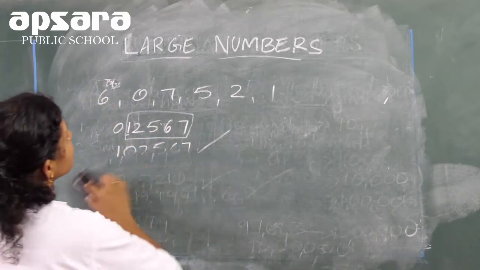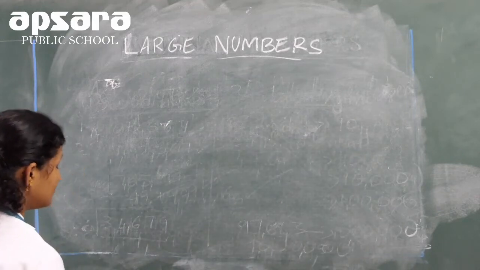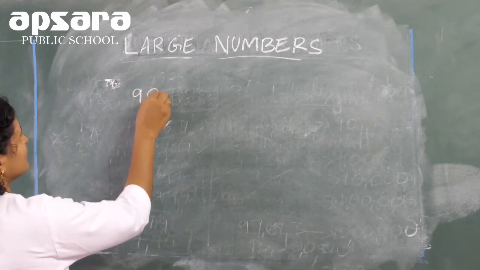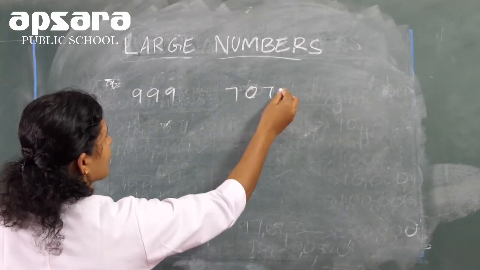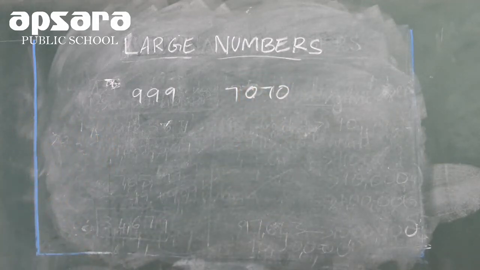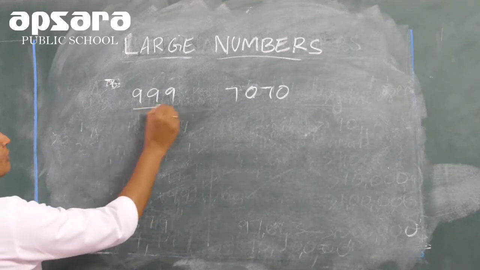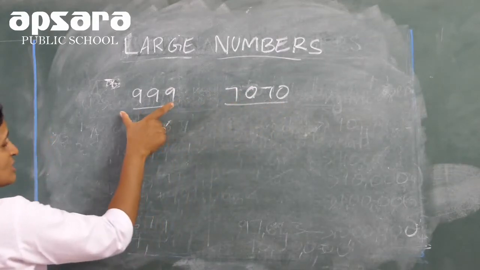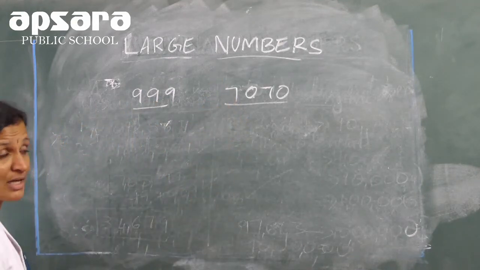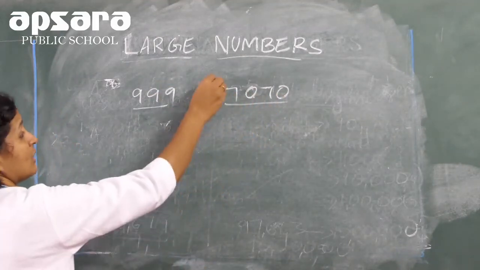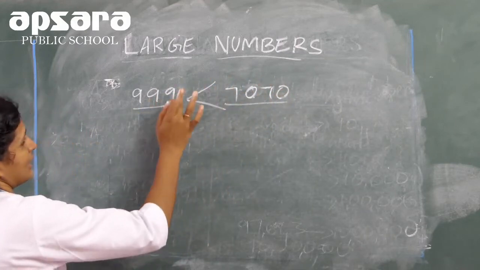In lower classes, we studied some steps to identify the greatest and smallest number. Let us take one example. Here, I write two numbers here. 999. Now just by looking, you can tell which is the greatest number and which is the smallest number. Why? Because the number of digits are different, right? In the first number, how many digits here? 1, 2, 3. The numbers up to hundreds place, right? But in the second number, how many digits are there? 1, 2, 3, 4 digits. So here the numbers up to thousands place. So easily you can answer that 7070 is greater than 999, right?